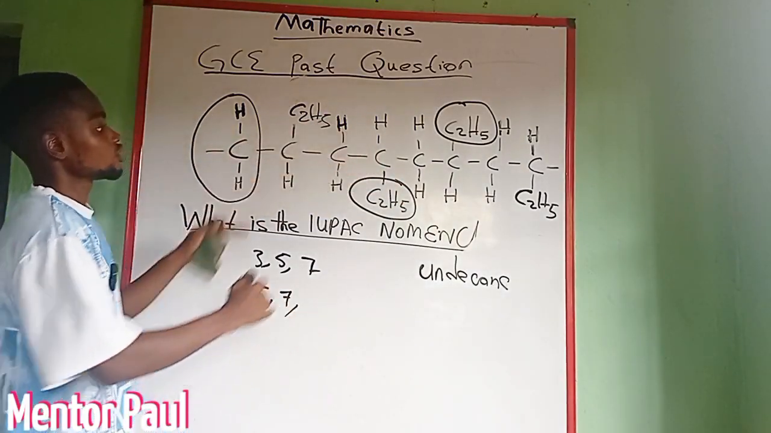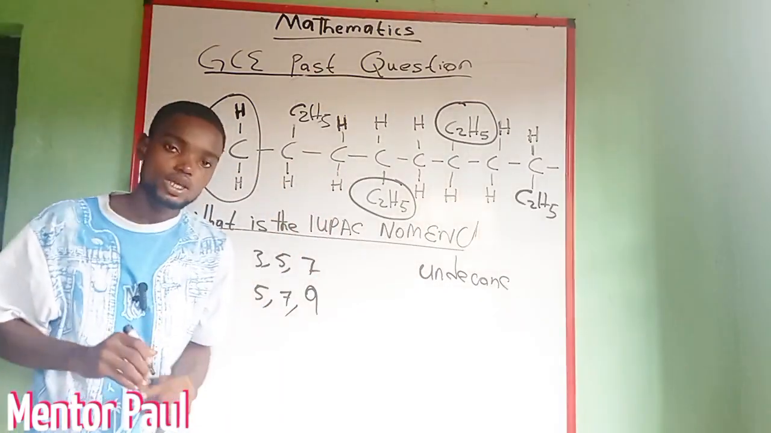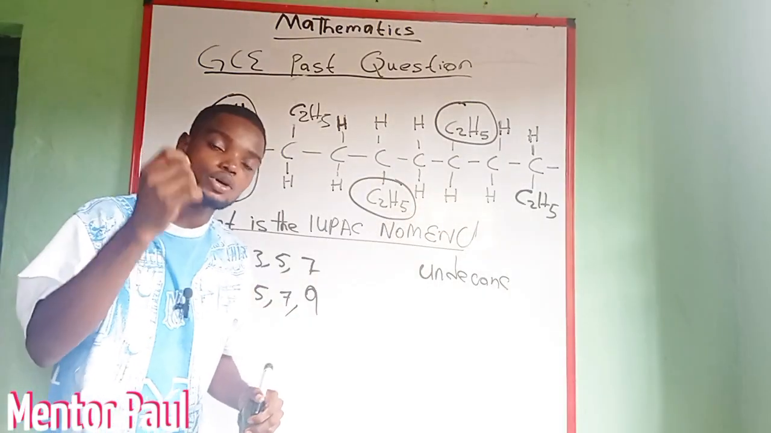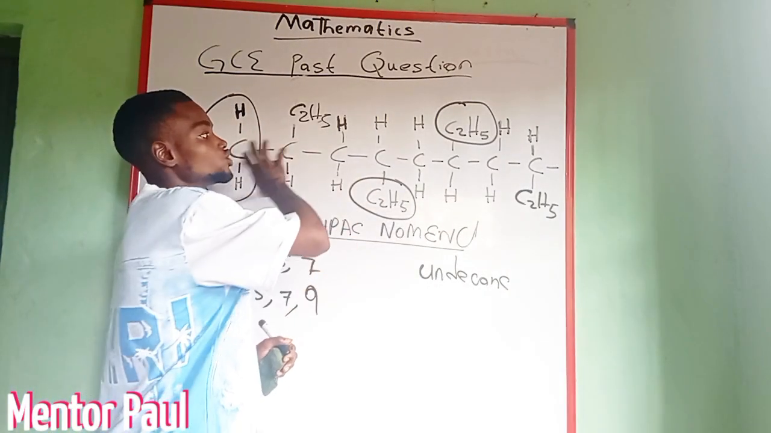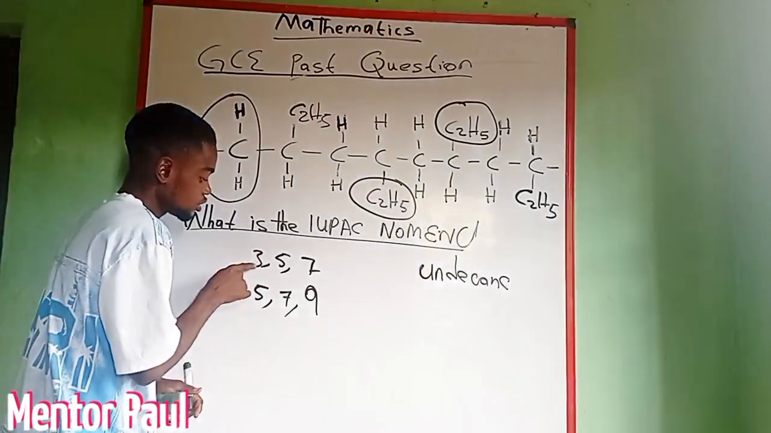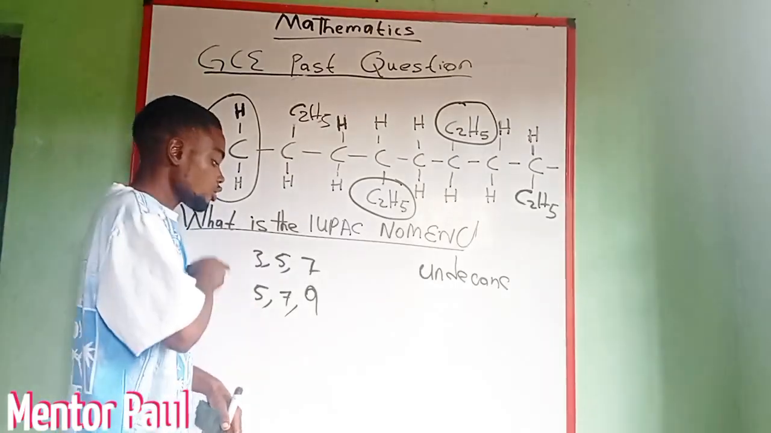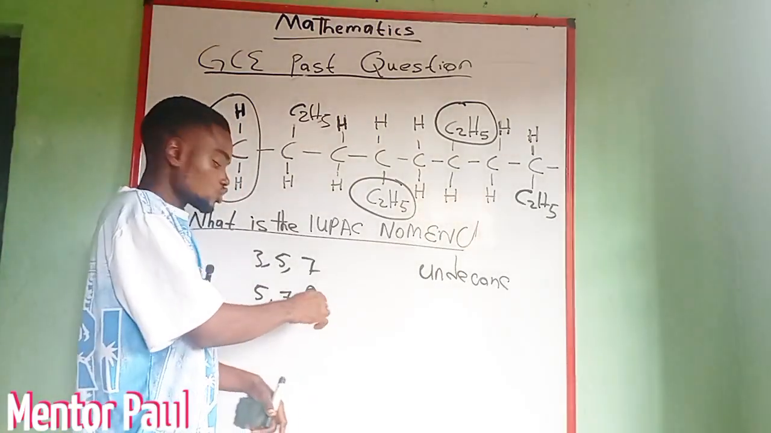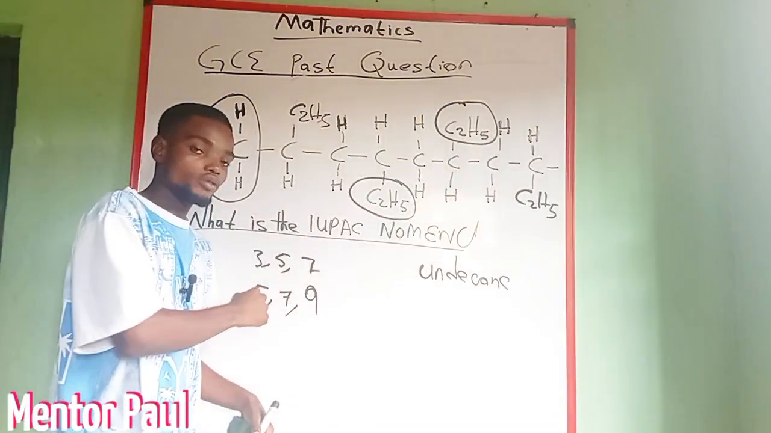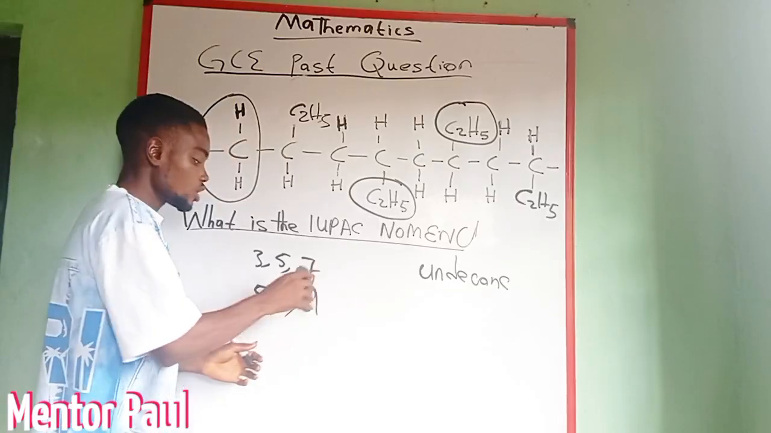And the last substituent is going to be on carbon 9. Because of this, you find out that we are looking for the smallest possible numbers to assign to those substituents. If I follow the forward locant, they're going to be on 3, 5, and 7. But if I follow backward, it's going to be 5, 7, and 9. So this one has a higher locant value than this one. So this smaller one is what you are going to follow.